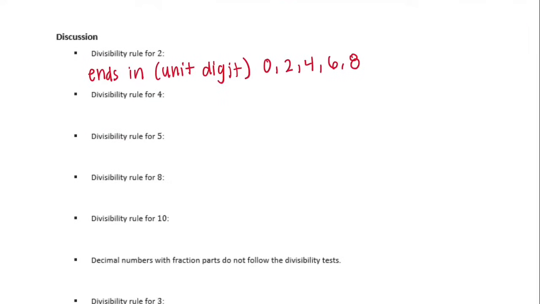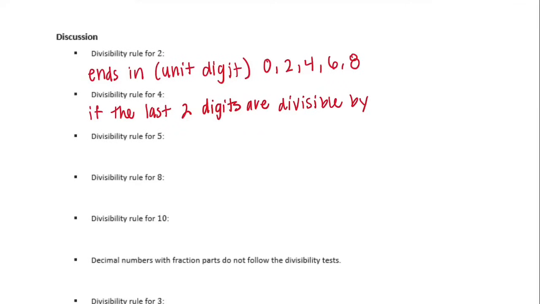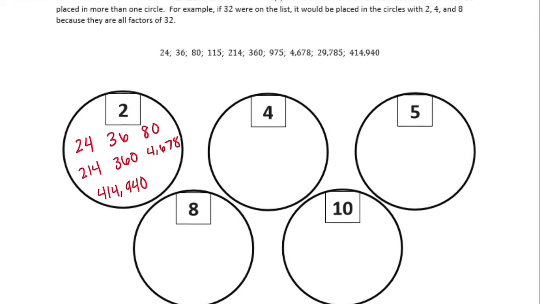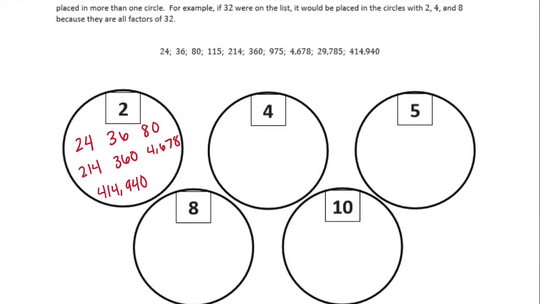Okay, on to 4. So the divisibility rule for 4 is that if the last 2 digits are divisible by 4, just meaning if we can evenly divide the last 2 digits by 4 and get a whole number. So 24, the whole number is 24, it only has 2 digits. So 24 divided by 4 is 6. So this is divisible by 4.